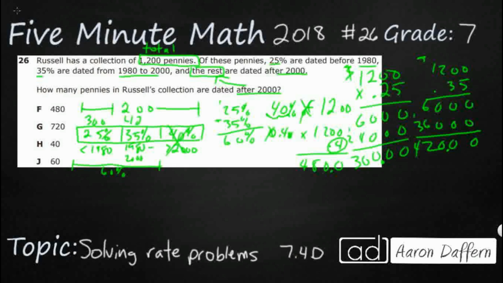So what you could do, if you really wanted to, is add your 300 and your 420. You got 720. And then say, all right, all of this is 720, so we need to subtract that from 1,200. And guess what you're going to get? Same answer of A, or F, 480.